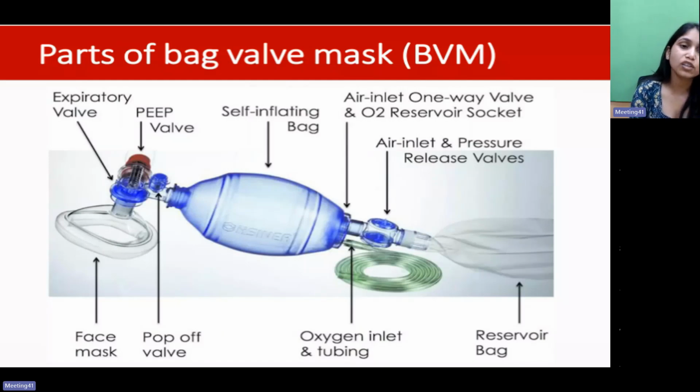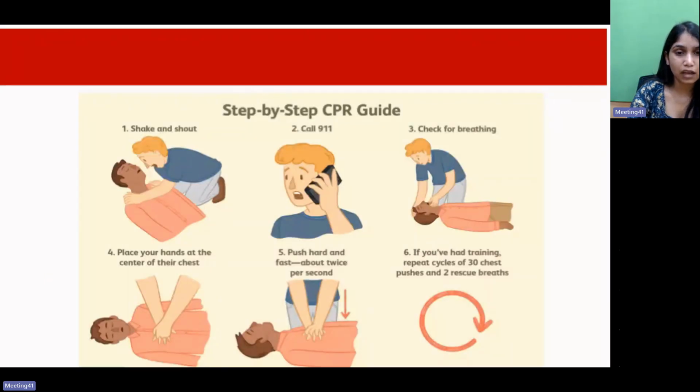These are the parts of the bag valve mask, which is important to make the patient breathe. If they are breathing inadequately or not breathing, this can save a life. That is why in hospitals doctors use this, in very critical conditions when any emergency comes. This is the CPR guide basically.